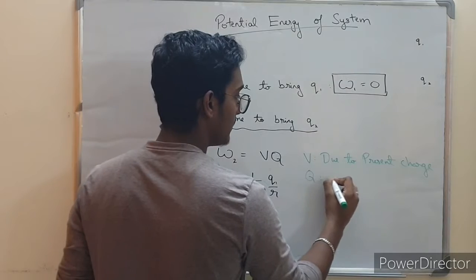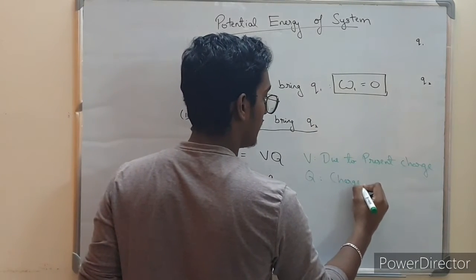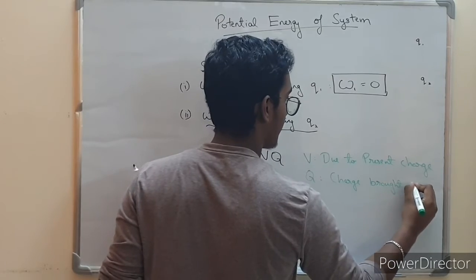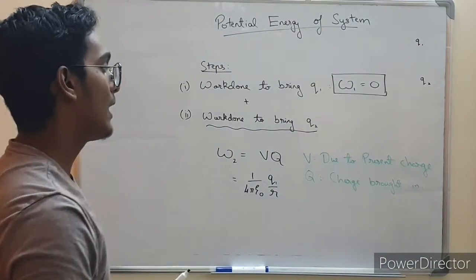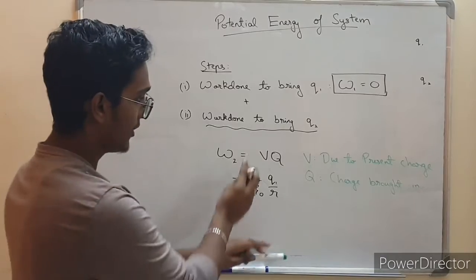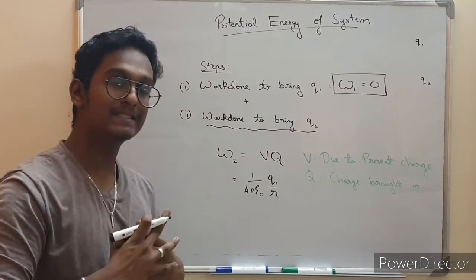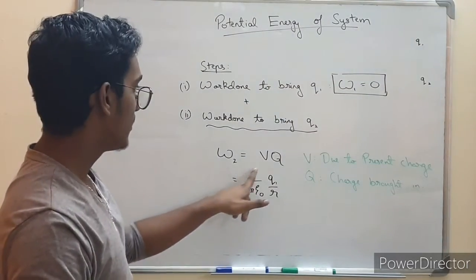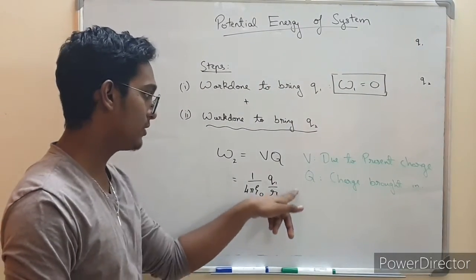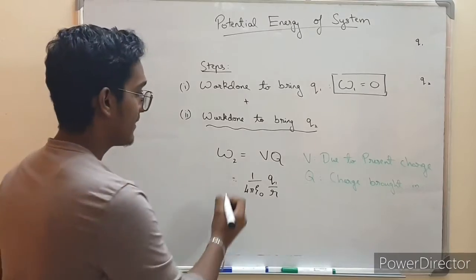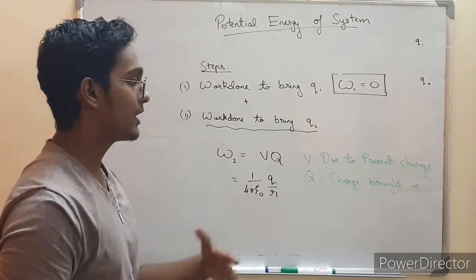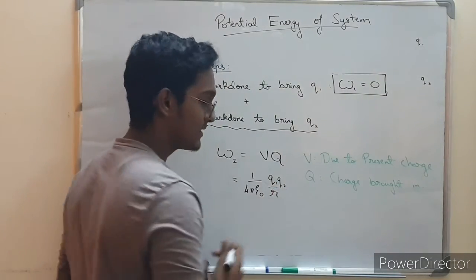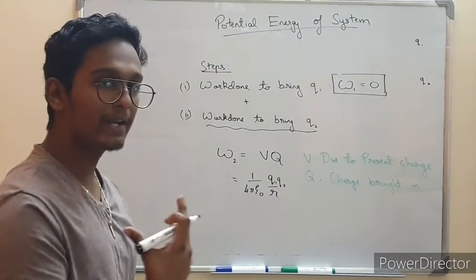And Q is the charge you're bringing in. So these two are not for the same charges. The first term potential is the potential that is existing due to the charge that we brought first, Q1, which is 1 by 4 pi epsilon naught Q1 by R. And the second is the charge that you're bringing now, that is the second charge, Q2. And this distance R is the distance separating them.